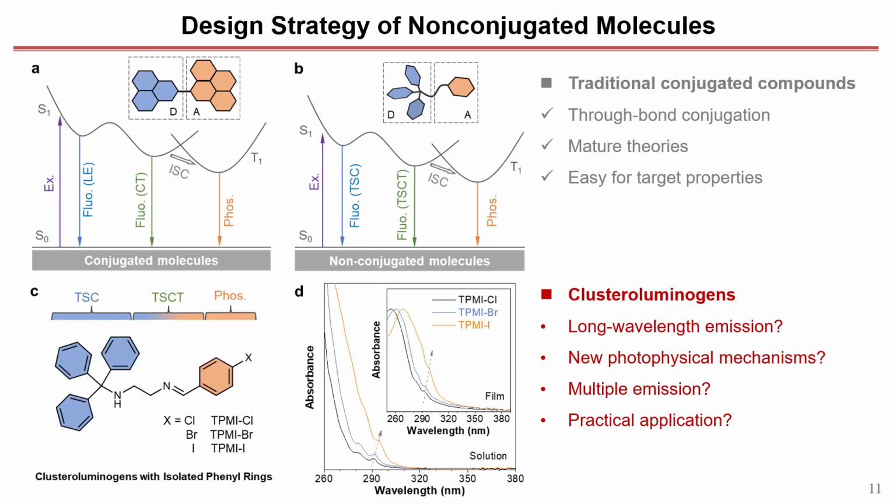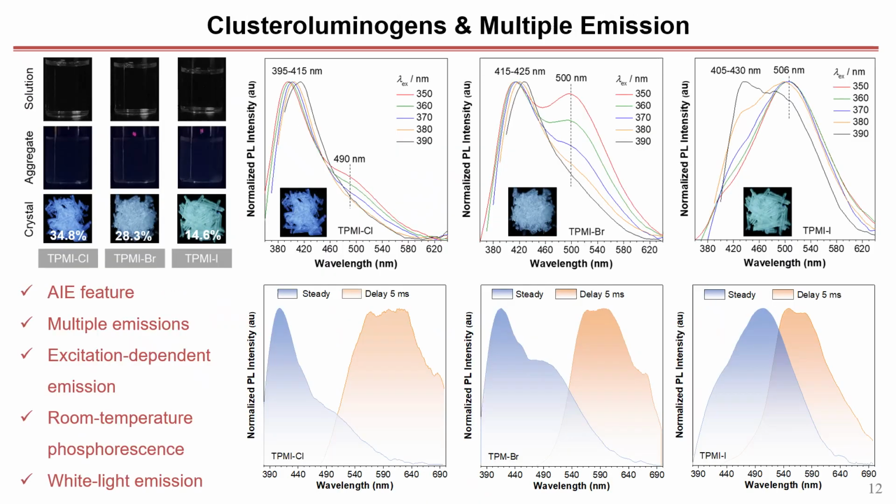Many strategies have been developed to design traditional conjugated compounds. However, it is still difficult to control properties of clusteroluminogens by manipulating through-space interaction. Therefore, based on the previous work, we further synthesized three compounds with flexible alkyl chains and different halogen atoms, trying to find more interesting photophysical properties.